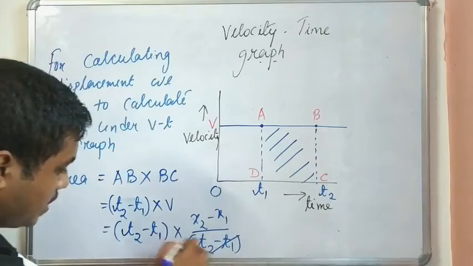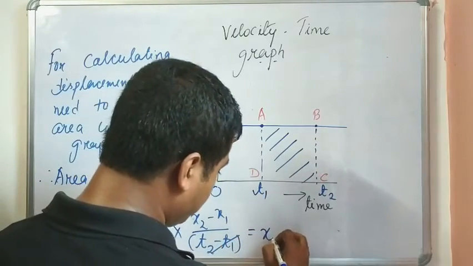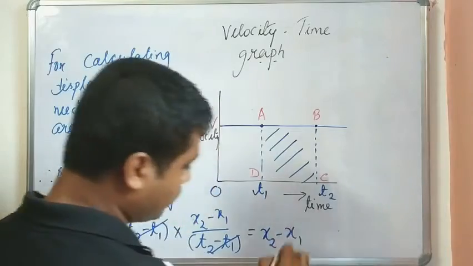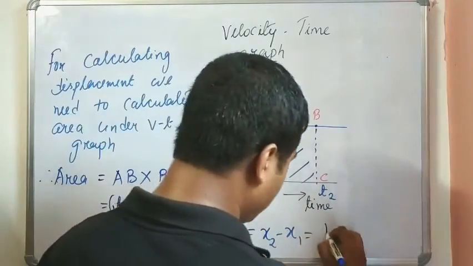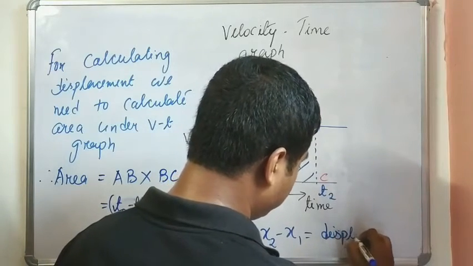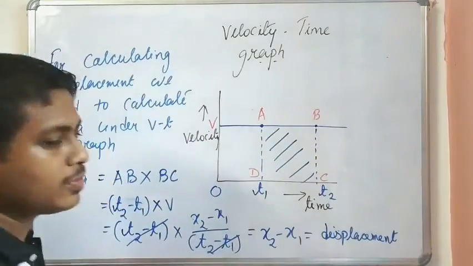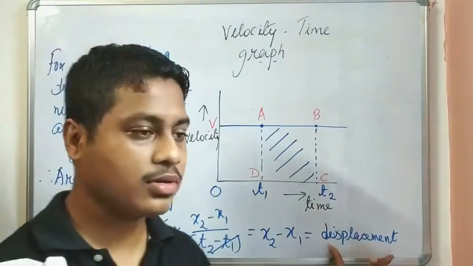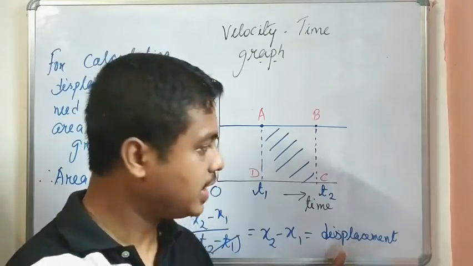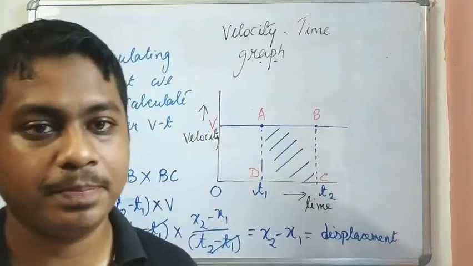So this T2 minus T1 and T2 minus T1 I can cancel. What will be left out then? It will be x2 minus x1. And what is x2 minus x1? It is nothing but the displacement of the body. So hence it is proved. So area under the VT graph is equal to the displacement. So from the velocity time graph, I can calculate the displacement of the body.